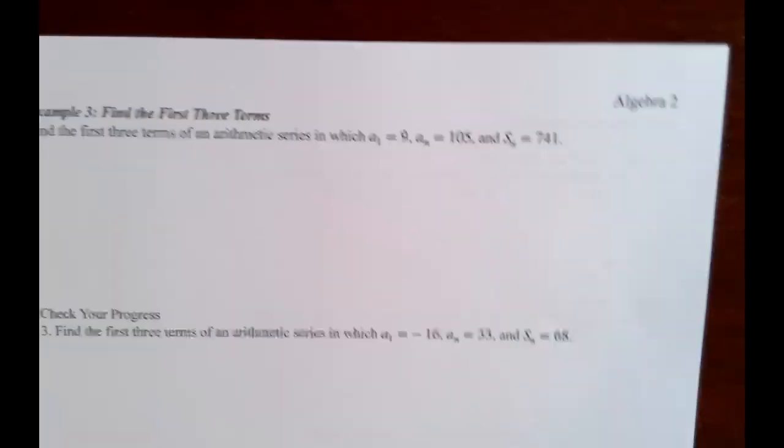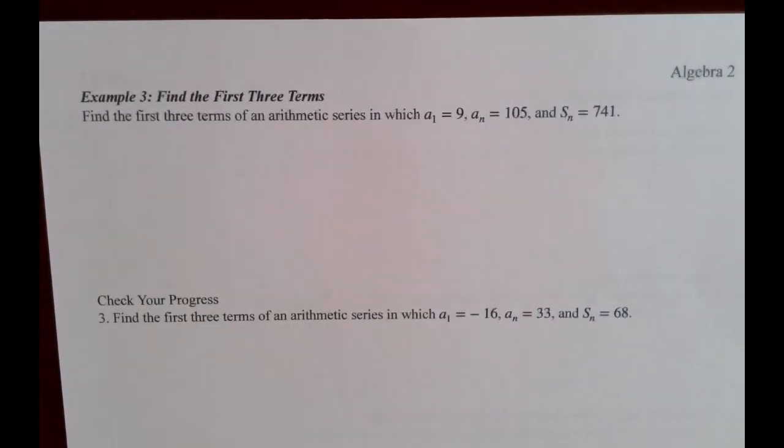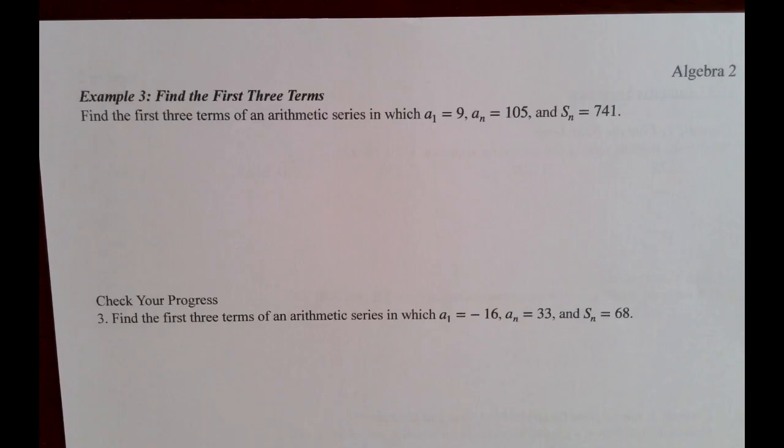Okay, then we're on to example 3. Here it asks us to find the first 3 terms of an arithmetic series in which a sub 1 equals 9. So the first term is 9. A sub n, in this case our last term, is 105. And the sum of all these terms from 9 to 105 is 741.